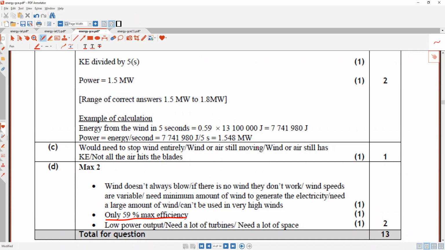They are saying that if you want 100% of the energy to go to the blades, that means the wind, which has kinetic energy, should completely stop to transfer all its energy to the blades. But here, after moving through the blades, the wind is still moving. So not all the energy of the wind was transferred to the blades. Drag should be 0.